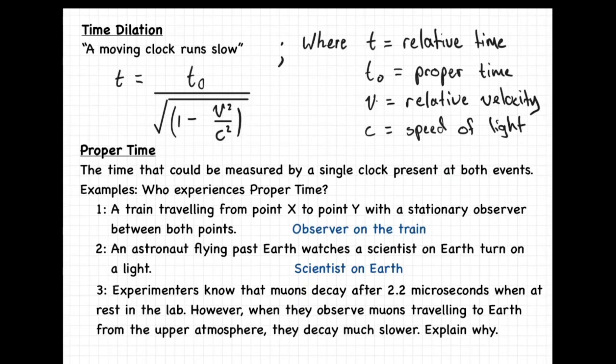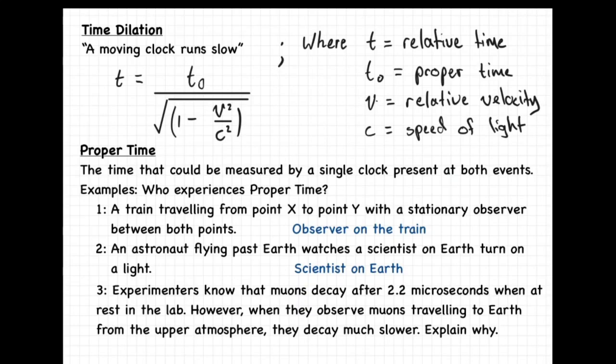Relative time dilation. So when we're in the lab with these muons, we're in their frame of reference. We get to measure their proper time. So that 2.2 microseconds is the proper time that the muons experience. That's what we measure when we're with them in their frame of reference.